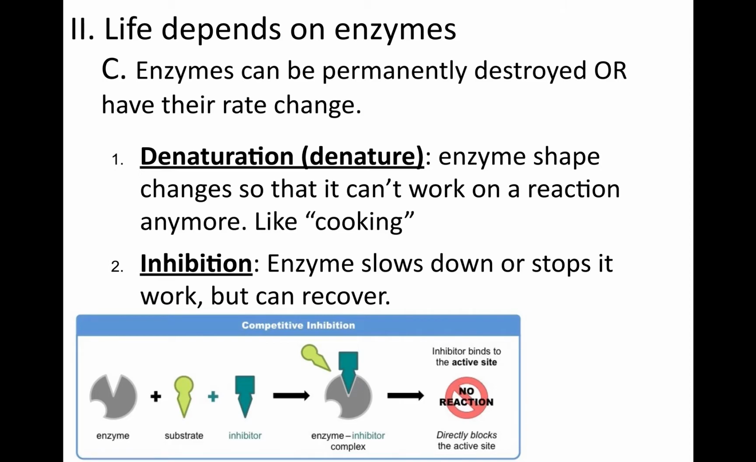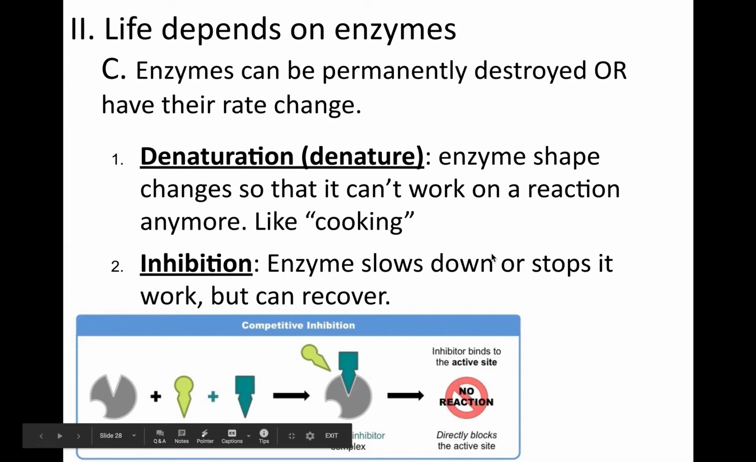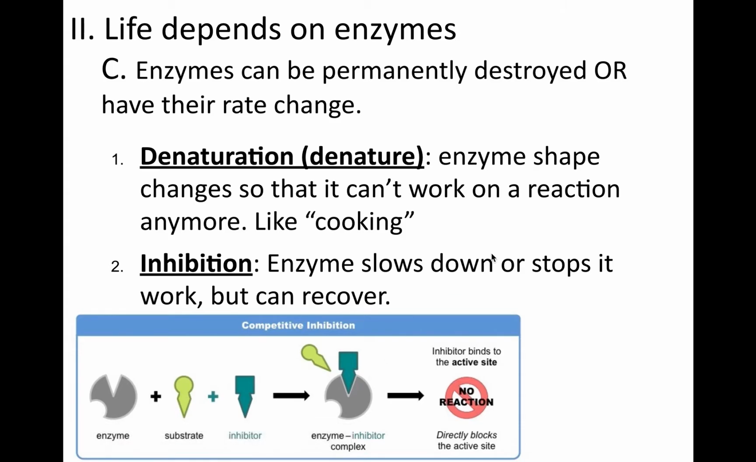So a lot of drugs that maybe block pain, that maybe block acid production, like antacids, a lot of the time work through inhibition by blocking off enzymes that would otherwise help create stuff that you don't want in your body.